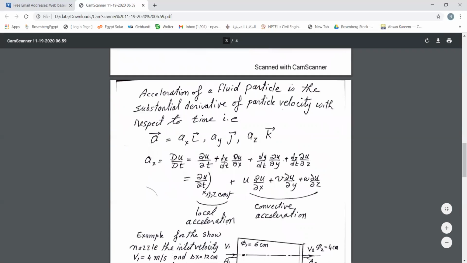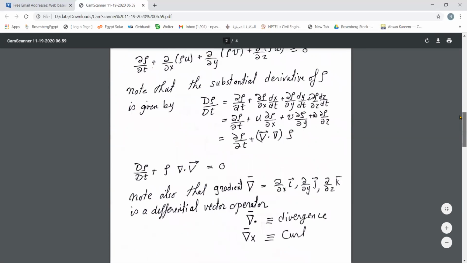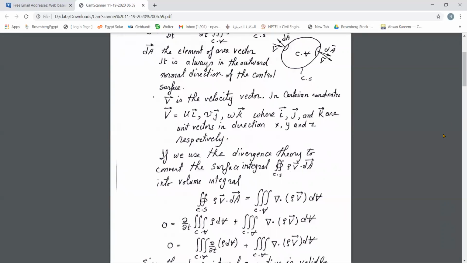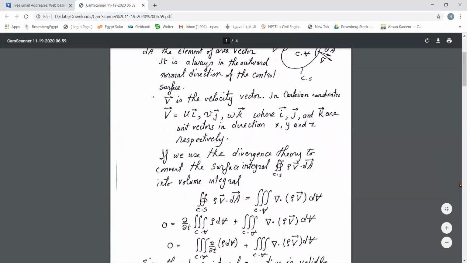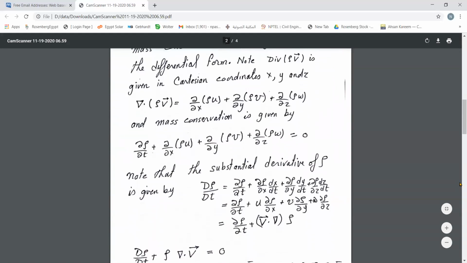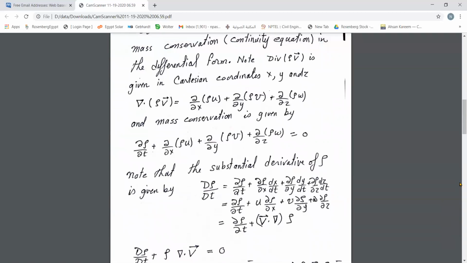In Cartesian coordinates, we can see that this will be the mass conservation: partial rho partial t, plus d by dx of rho u, plus d by dy of rho v, and so on. Please note that rho is inside the derivative sign. This is general, rho can be a function of time, rho can be a function of space.